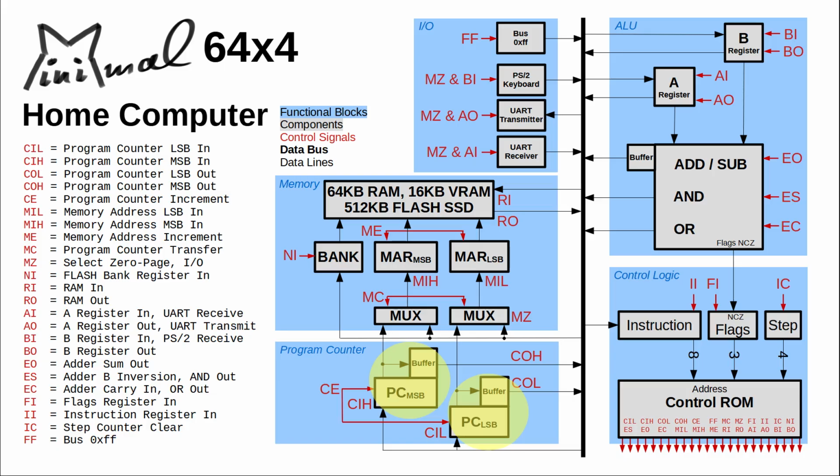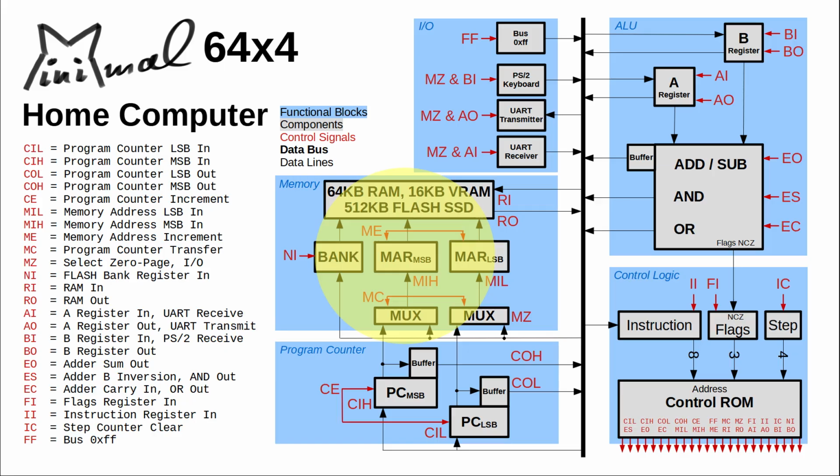The counter can be incremented if CE for count enable is active. For writing and reading data to and from the register, 4 control signals are used: COL and COH for counter out low and counter out high, and CIL and CIH for counter in low and counter in high. Memory integrates a large number of byte register cells into a single IC.